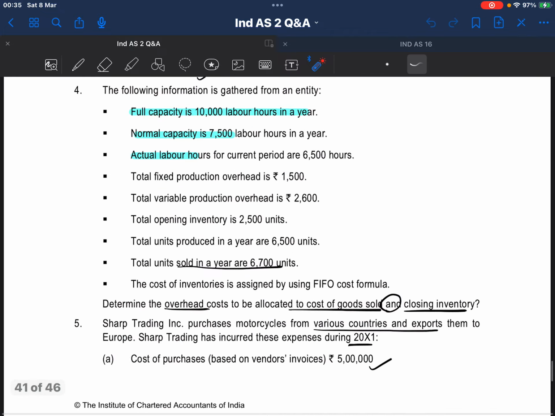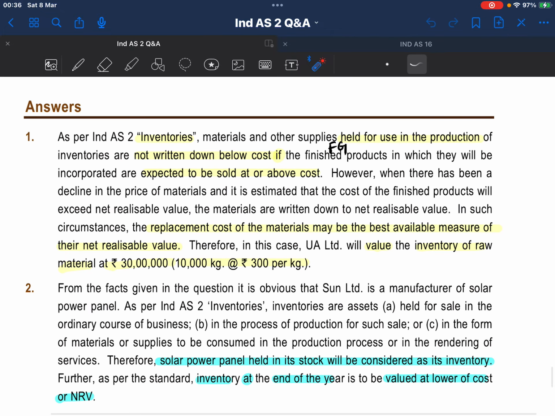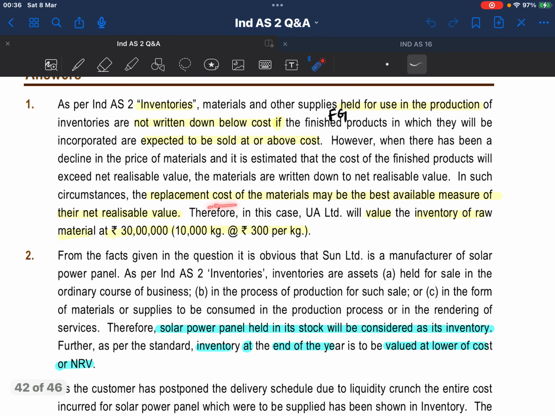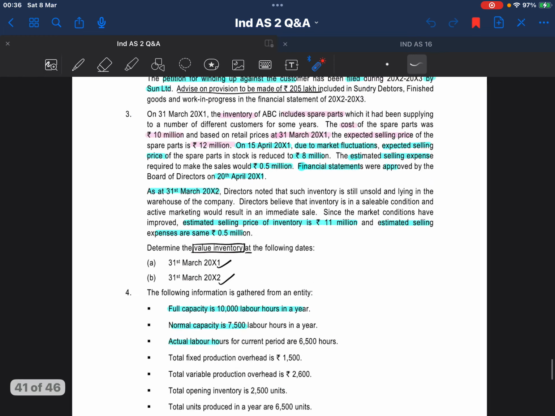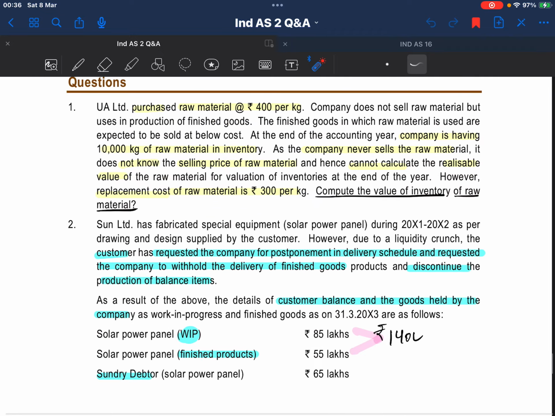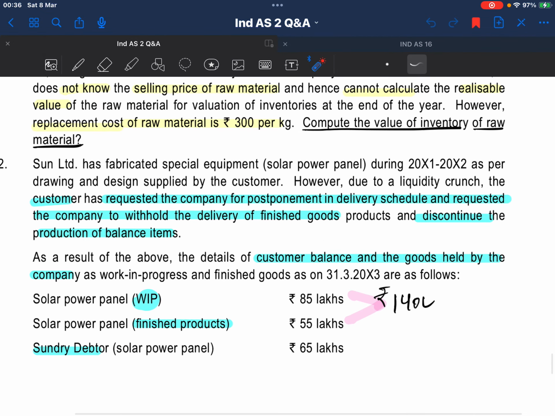Solution: inventories held for use in the production are not written down below cost if finished goods are expected to be sold at or above cost. Replacement cost of raw material may be the best available measure of their net realizable value. We will value the inventory of raw material at rupees 30 lakhs, which is 10,000 kg into rupees 300 per kg, which is the replacement cost.